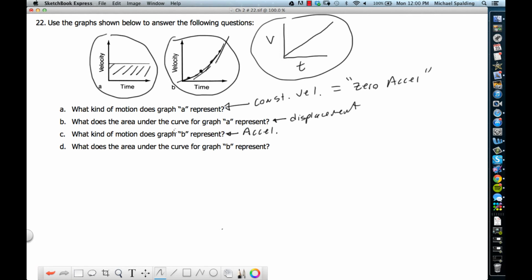All right, D, what does the area under the curve for B show us? What's the area under the curve? The displacement of the object. It's the displacement. Okay.